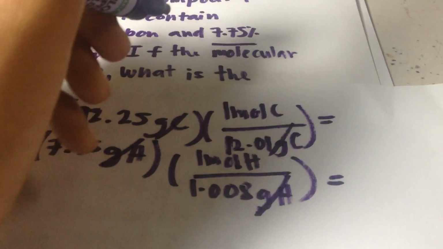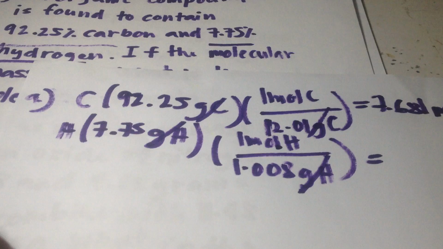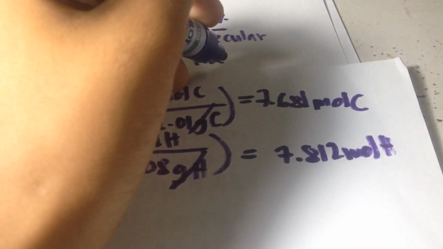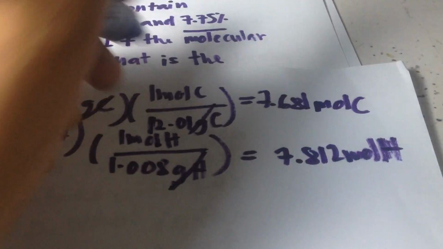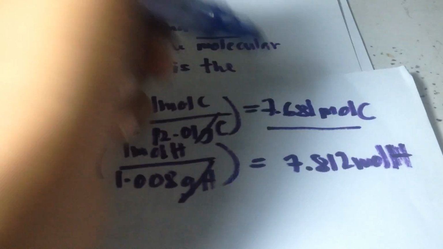So 7.681 moles of carbon, and then 7.75 divided by 1.008 is equal to 7.812 moles of hydrogen. Okay, so which is smaller? Here, this is the smaller moles.